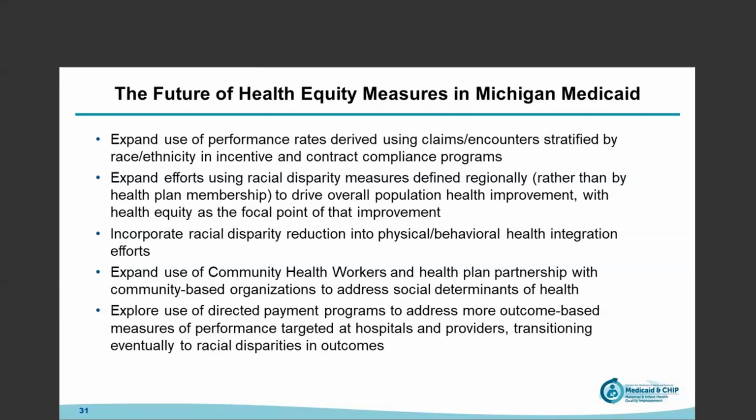We're also going to look at expanding our efforts around defining racial disparity measures regionally. One of the things we have noticed, particularly when it comes to, in our case, low birth weight outcomes by race, ethnicity, is that the racial disparity is different depending on which region of the state we look at. And so there are ways to prioritize the direction of QI efforts in that manner. And there are ways to use regionally defined measures in racial disparities to incentivize health plans collaborating with one another.